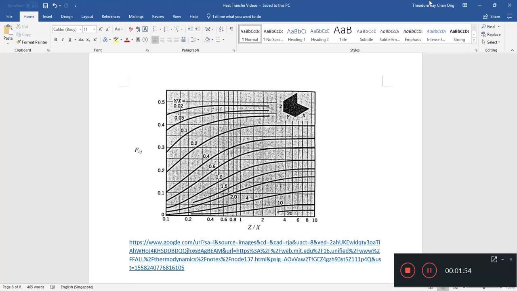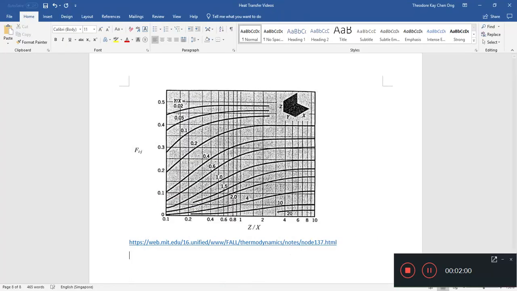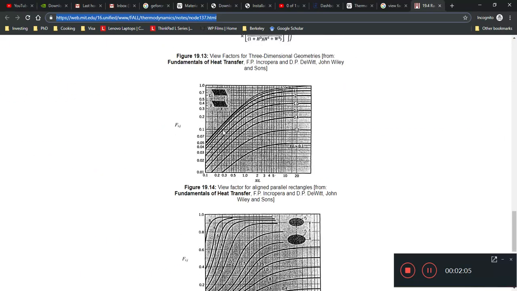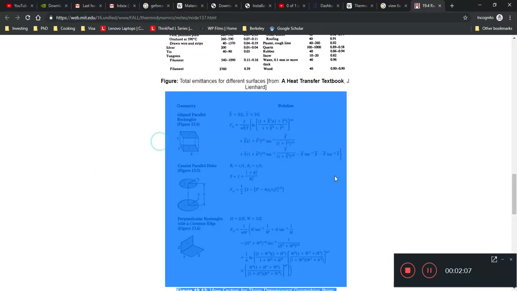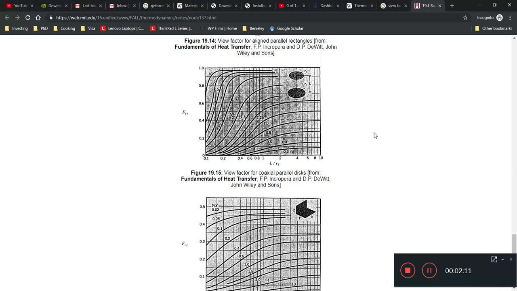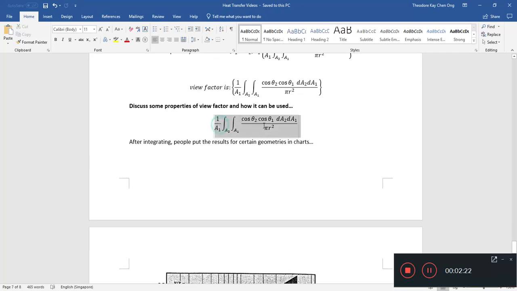Just kidding. Anyway, this is the website. Always cite your sources. So these are the view factors, all charted out for you. The integration has already been done. So that's how you evaluate this integral.